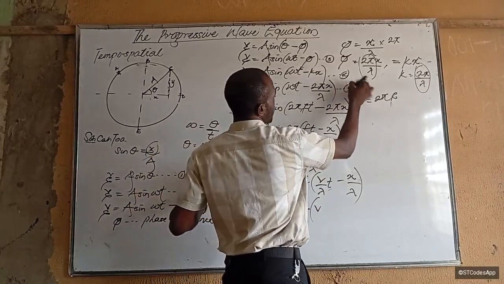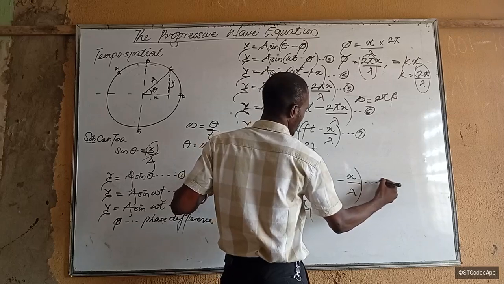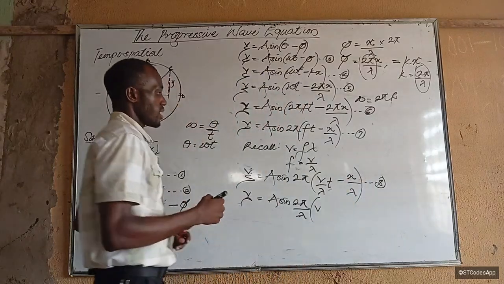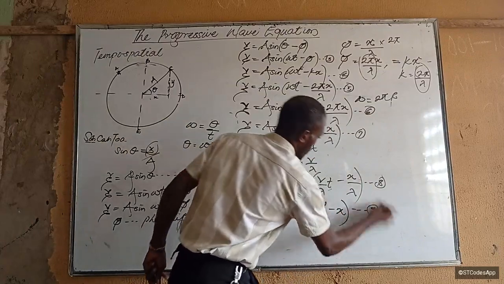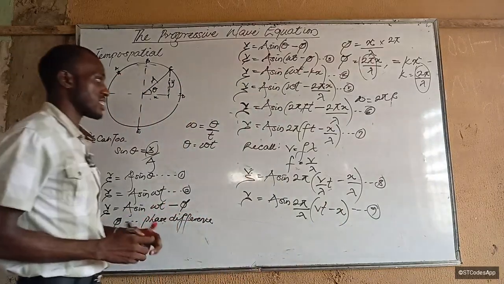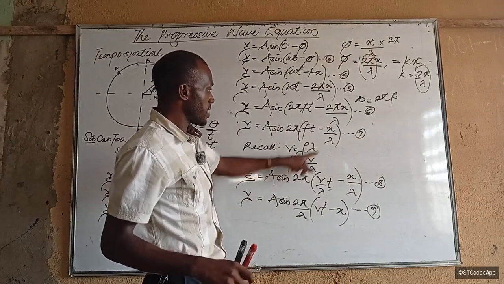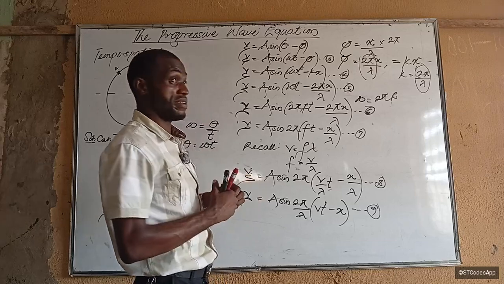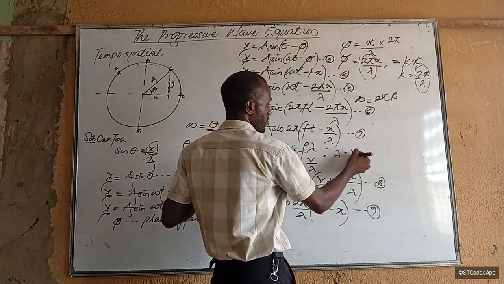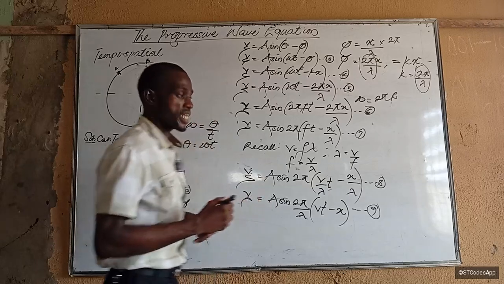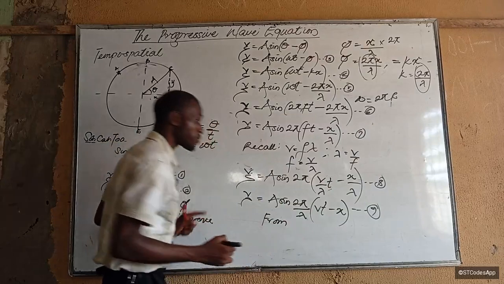Let's be numbering our equations. This becomes equation 5, this becomes equation 6, this becomes equation 7, this becomes equation 8, and vt minus x becomes equation 9. Another thing we could transform is this. Lambda can also be written in terms of f. That is, we can say that lambda is equal to v over f. All of these equations are important.